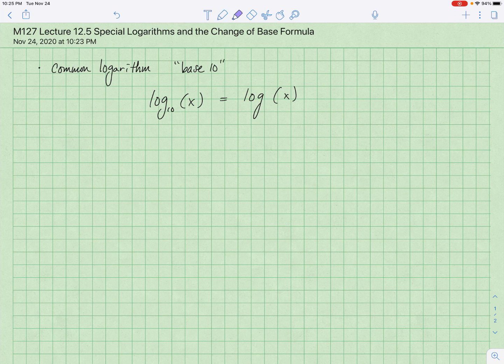So even though no base appears, we understand that the log is base 10. Now, why base 10? Well, because our number system is actually base 10. Since you've been very young, the numbers that you've been writing down, large numbers, small numbers, and the way that we use placeholders are base 10.